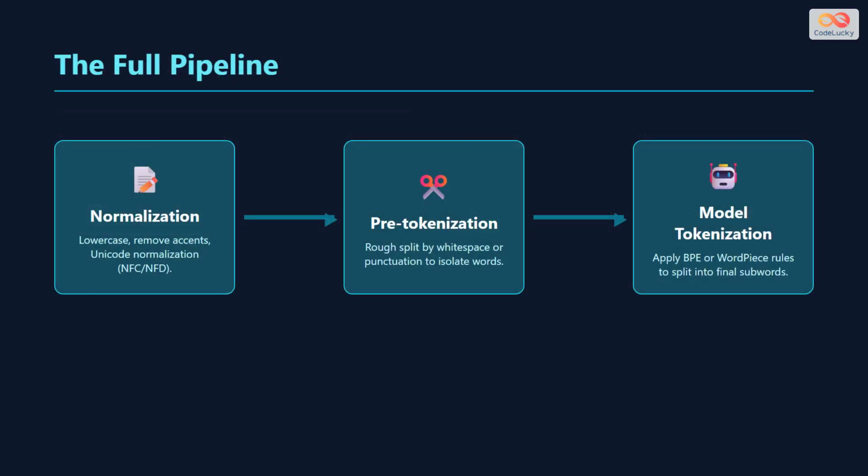So here is the full journey your text takes. First, normalization cleans up the text, maybe lowercasing it or fixing accents. Next, pre-tokenization does a rough split, usually by spaces. Finally, the model tokenization applies the BPE or WordPiece rules to break everything down into the final IDs. Only then is it ready for the neural network.